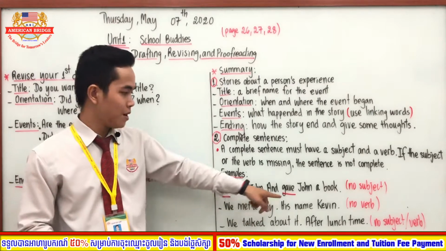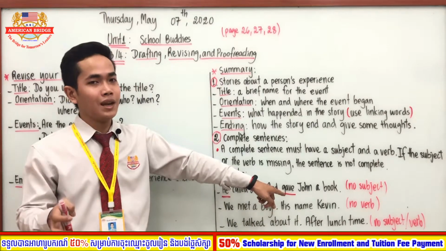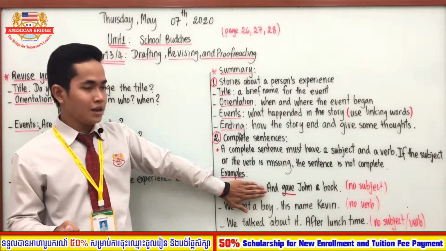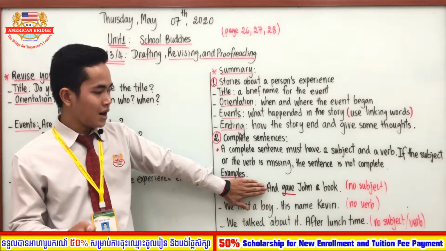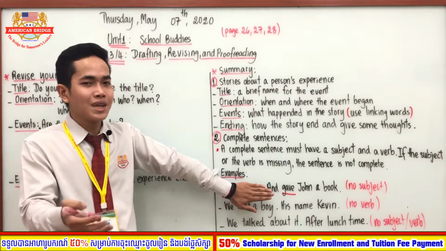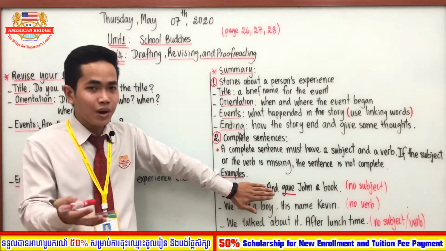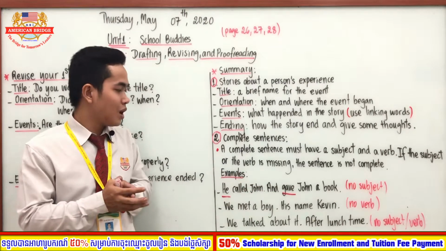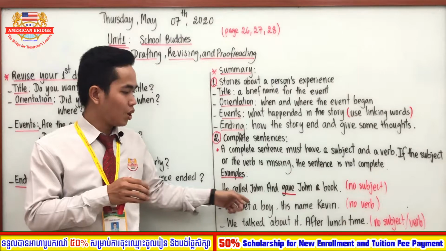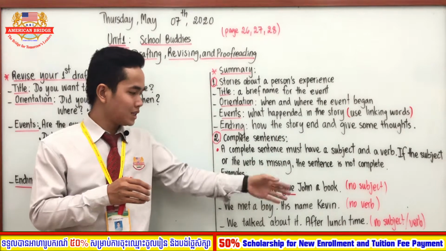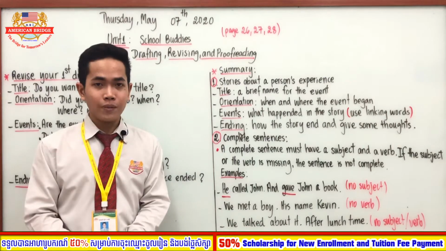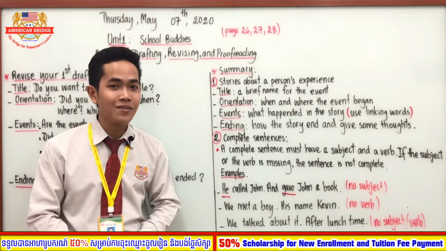It has only the verb. But we can understand it. But if you do not write the first sentence, you just say, and gave John a book, it doesn't make sense. Do you understand this sentence? No, right? So that's why you have to make it into two sentences. Like the first sentence, he called John. And the next sentence, and gave John a book. It's meaningful. We understand that sentence, right?